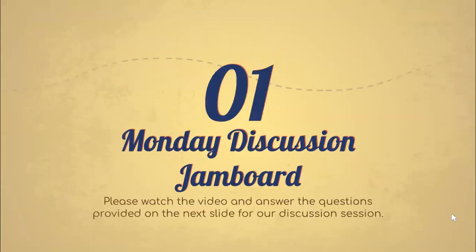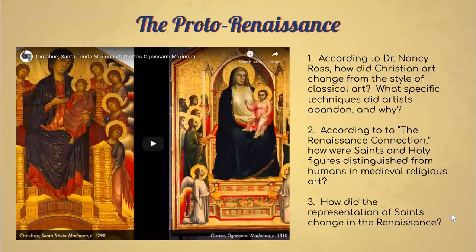All right, so for today, our discussion is going to take place on Jamboard during our synchronous session. And for this session, guys, what you're going to be doing is you're going to watch this video about a painting. Well, actually, it's about two paintings. They're being compared to each other. And you're going to answer these questions 1, 2, and 3.